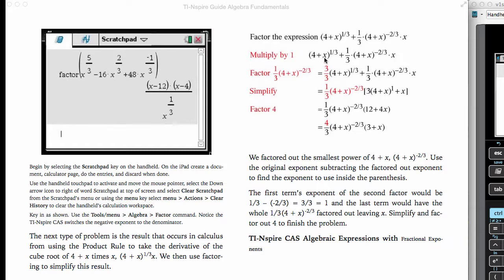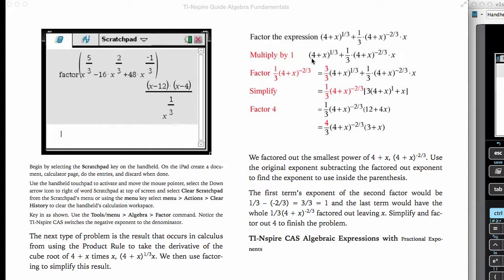Here again, we're going to take a look at some messy types of problems that we have to factor. So we have x to the 1/3 times 4 plus x to the minus 2/3. Again, there are various techniques for working these things out. We know that we're going to want to factor out the smallest exponent, so the smallest exponent is going to be the negative 2/3. But another problem comes in because we have a fraction in the front.